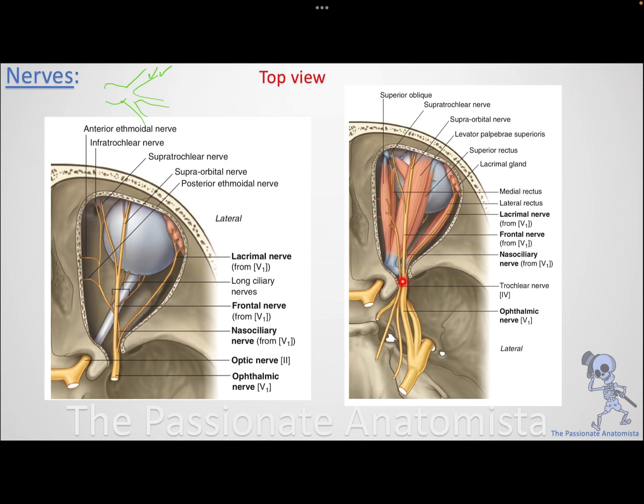I have three major nerves. One in the center, which is frontal. It goes all the way to the frontal bone to give supratrochlear and supraorbital nerves, and it exits from here to give you sensation in the forehead.